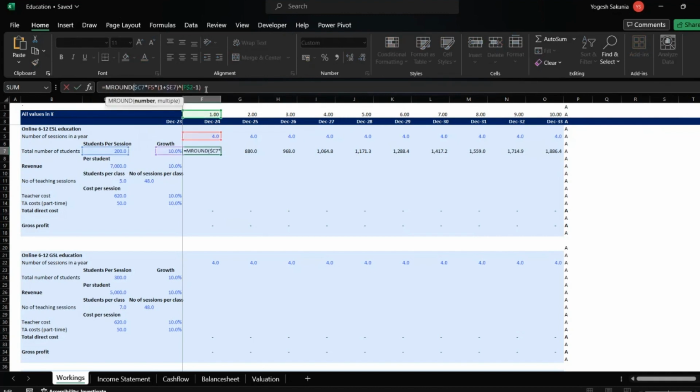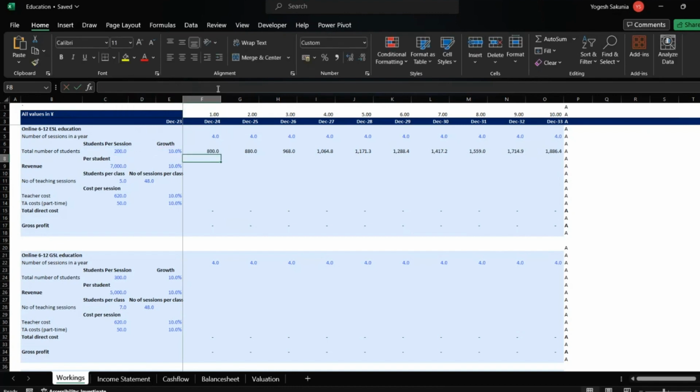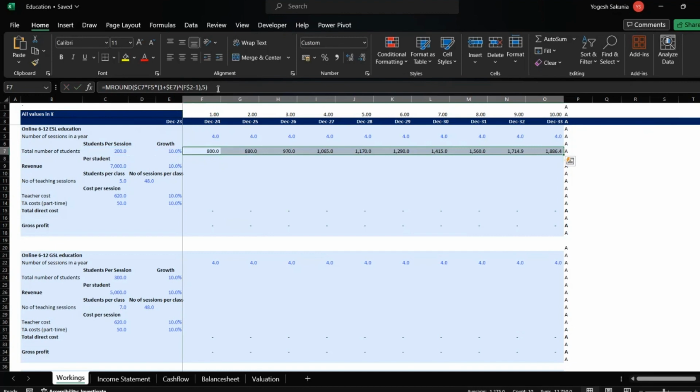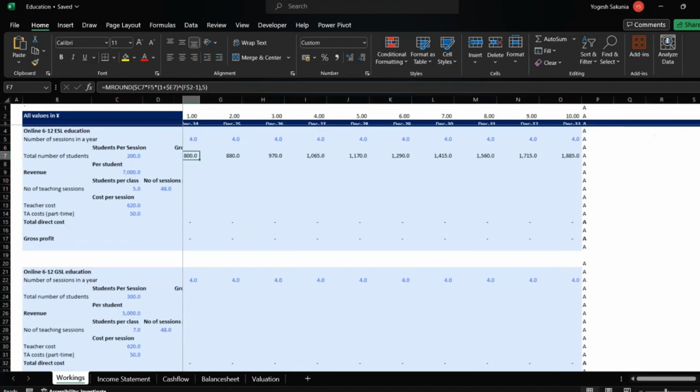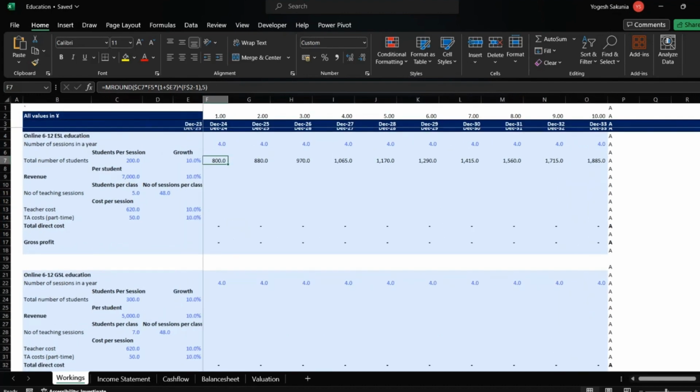MROUND, comma, the multiple is 5, and then close the bracket and then drag it, right? So it is going to round off to the nearest 5, right? So the MROUND function helps you with that. I am assuming that you all are doing it parallelly with me, because that is the purpose.